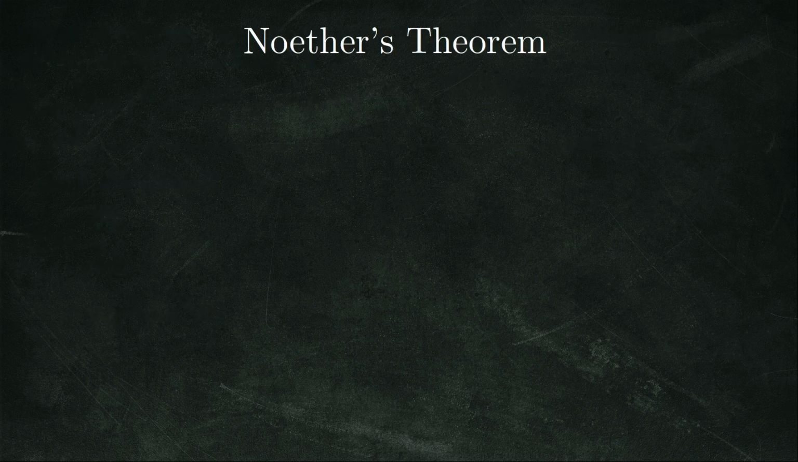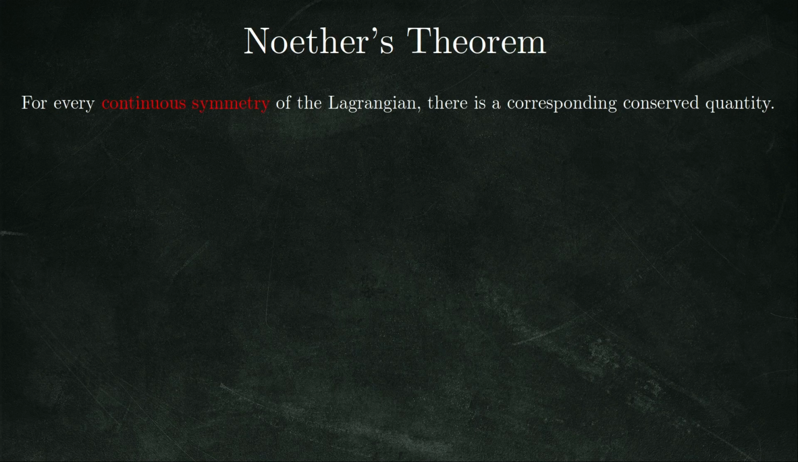We are now going to look at Noether's theorem, and this is probably one of the most important results to come out of Lagrangian mechanics, and it underpins many different areas of theoretical physics. And all the conserved quantities we've seen so far are just special cases of Noether's theorem. So what does Noether's theorem say? It says that for every continuous symmetry of the Lagrangian, there is a corresponding conserved quantity.